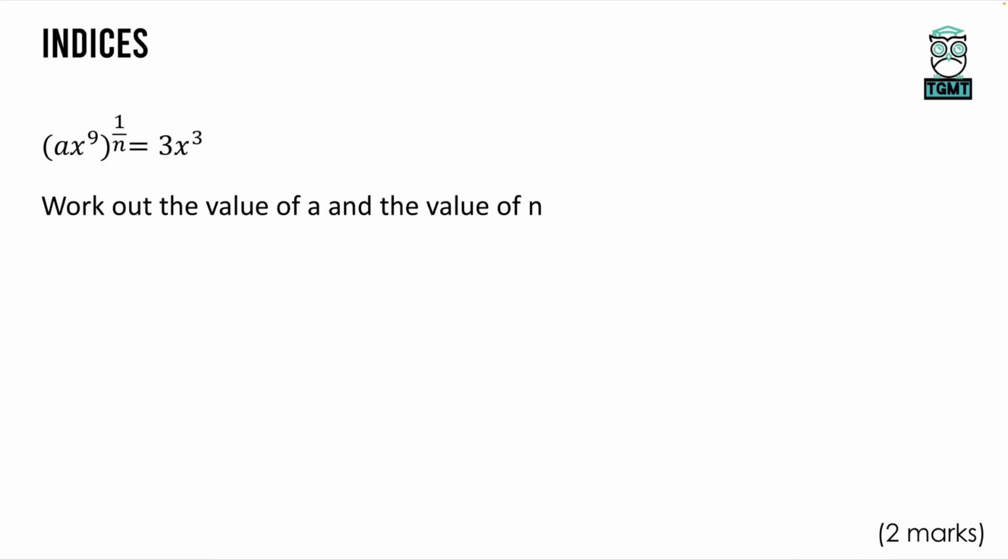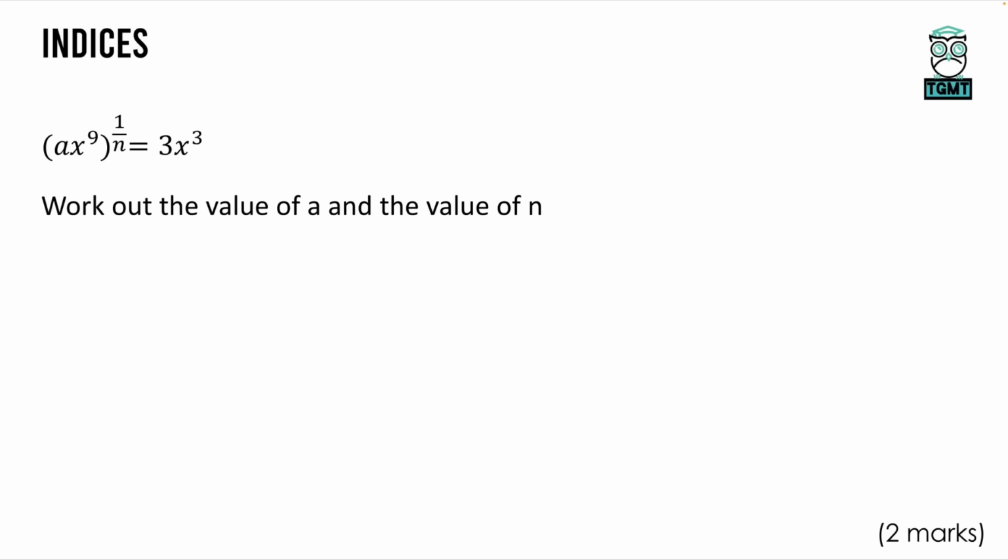So with these styles of negative or fractional indices, when they are in reverse, we need to be very aware of the rules and how indices are used. So in this one here, we have a fractional index involved, and it says ax to the power 9, and that's all to the power of 1 over n, is equal to 3x to the power of 3. So it says work out the value of a and the value of n. So in this case, with a fractional index, we're going to need to have a look at which pieces we've been given and how we might get there.